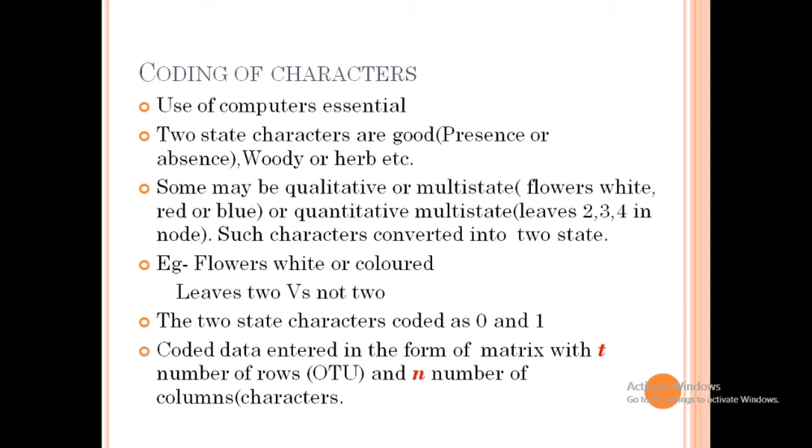Then, how will you convert it? For example, flowers white or colored. What do you mean by that? Colored includes red, yellow, blue, likewise. So now you have converted them into two state. So those characters with a multi-state have to be converted into two state. Flowers white or colored. Leaves 2 versus not 2. Likewise you have to convert it.